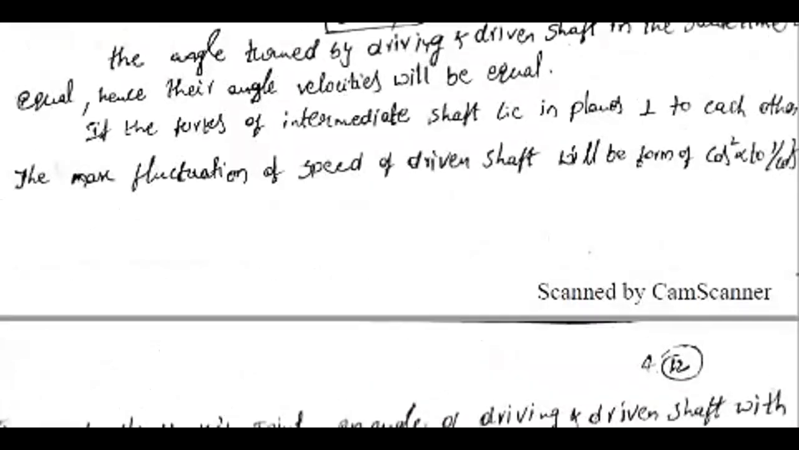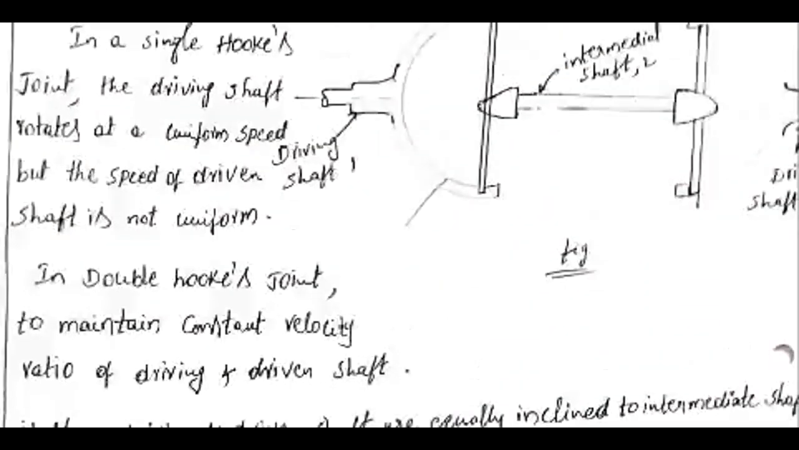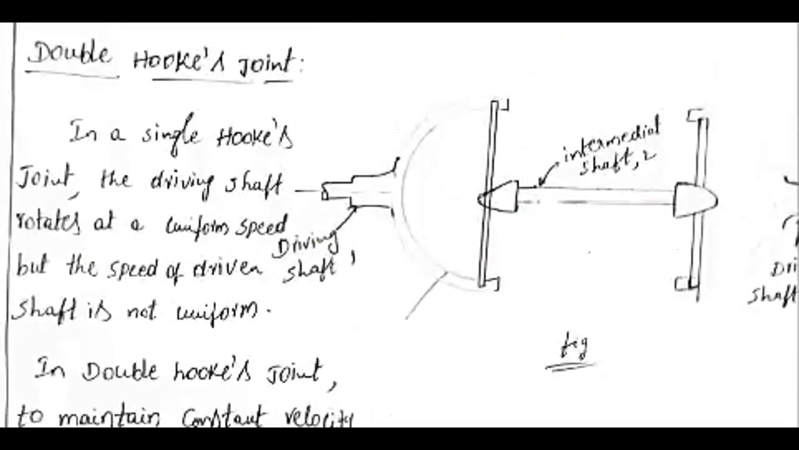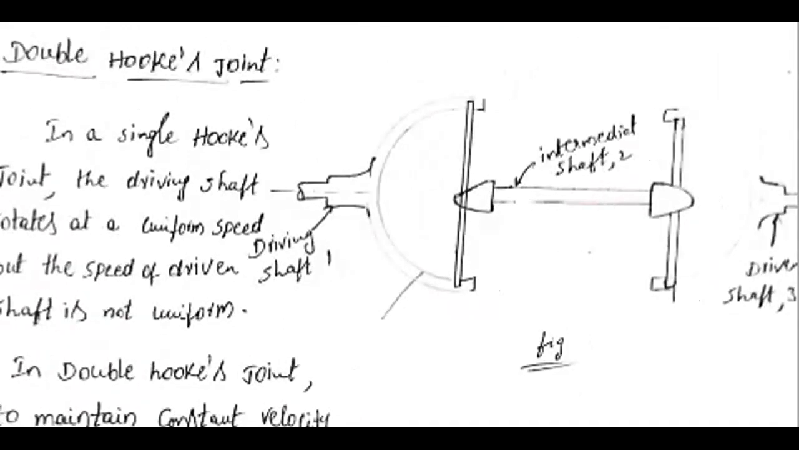Now going to see the next topic. It's a double Hooke's joint. In the earlier session, I already told you about the single Hooke's joint. So now this is the double Hooke's joint. What is the difference? The forks are connected with one small cross-type connection between one shaft and another.